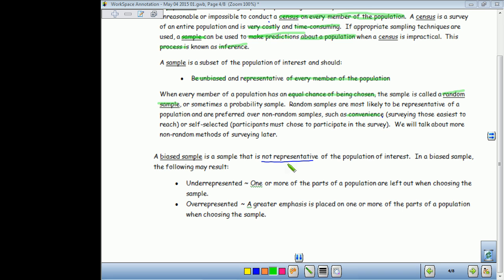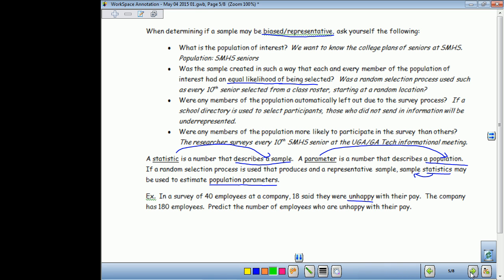Now, a biased sample is a sample that is not representative of the population. In a biased sample, we may have some underrepresentation, where one or more parts of the population are completely left out, or we might have overrepresentation, where greater emphasis is placed on one or more parts of the population when choosing. Now, after we do this, we're going to talk about some surveys and information that you guys have filled out. I want you to decide if it was for the entire population, if it was a sample. If it was a sample, what type of sample?